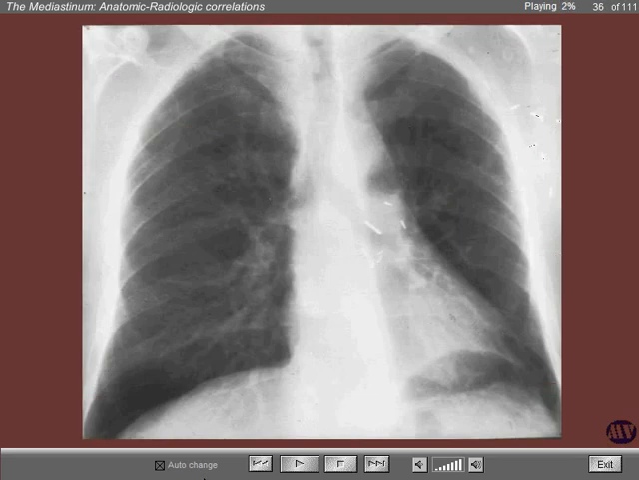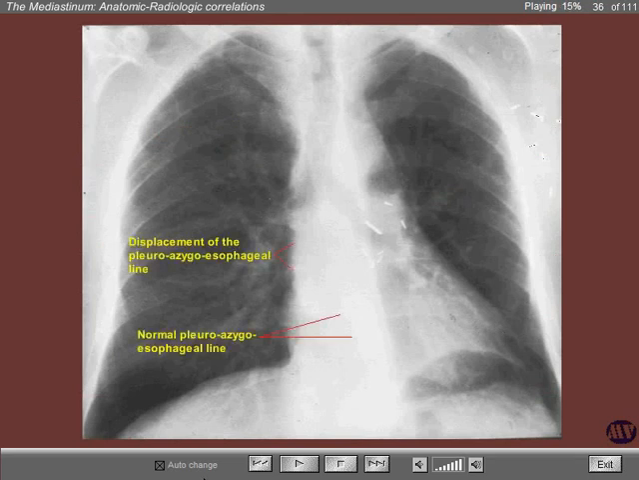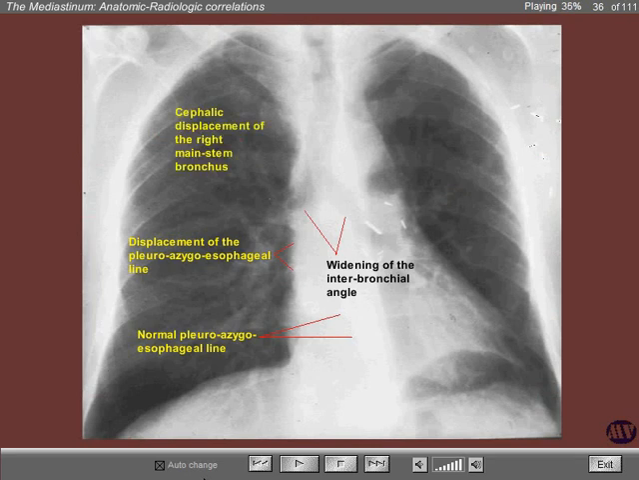In this frontal view of the chest, we note surgical clips in the left hilus, and we also observe a lateral displacement of the pleuroazygoesophageal line superiorly. Although we do not recognize a mass, we must suspect the possibility of subcarinal adenopathies. There is slight widening of the interbronchial angle with slight cephalic displacement of the right main stem bronchus.